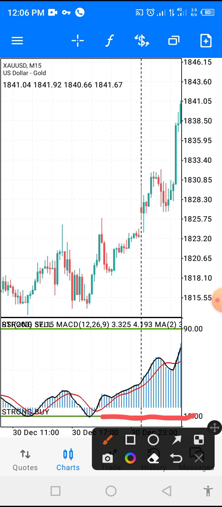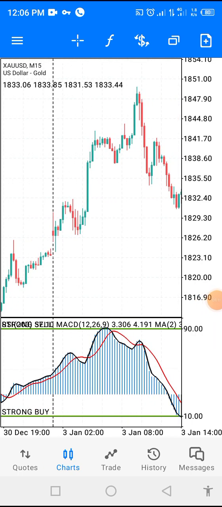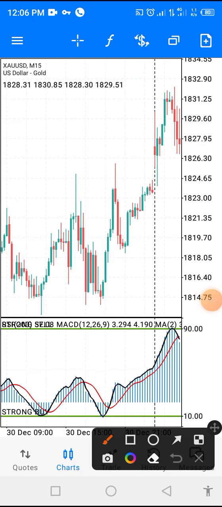Once the market gets to the bottom, to the level of 10, and the moving average crosses over the MACD, that is your buy signal. And the same thing also applies to sell. And mind you, always remember that the moving average must cross over the MACD to be above the MACD. Once the moving average is above the MACD, that is your buy signal, which means the market is going up. As you can see here, the moving average is above the MACD, which means the market is going up.